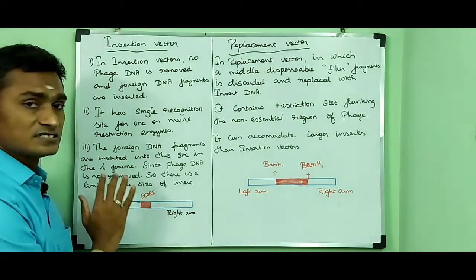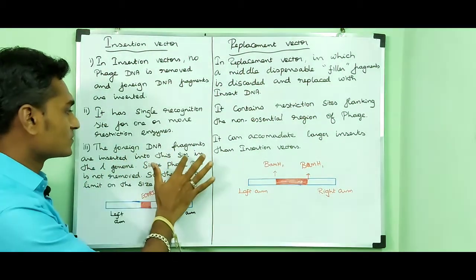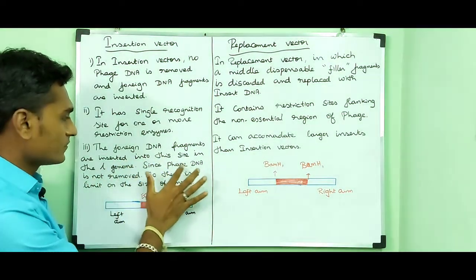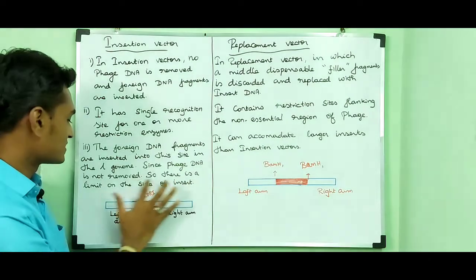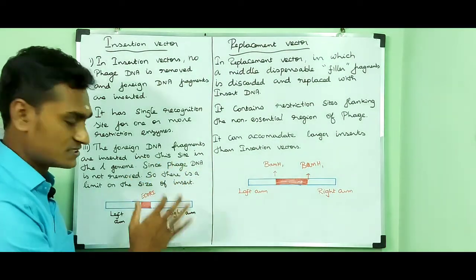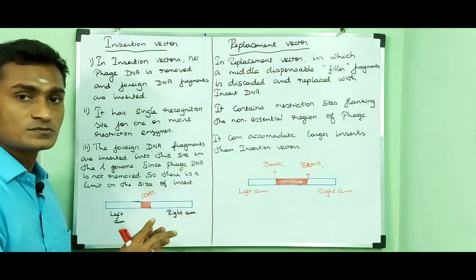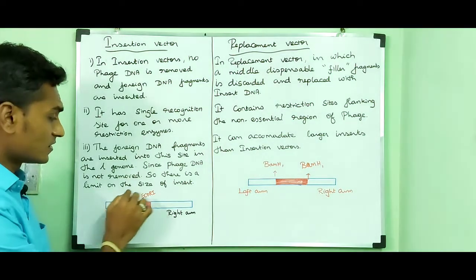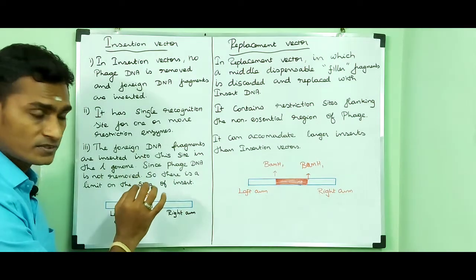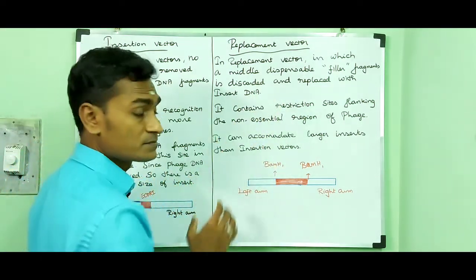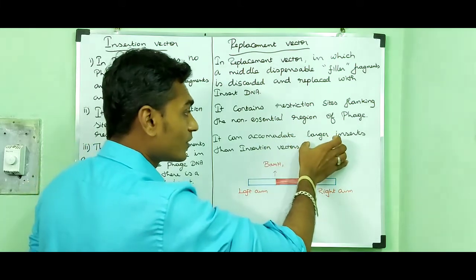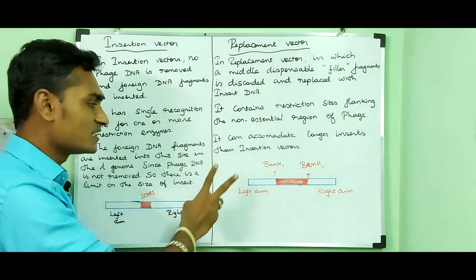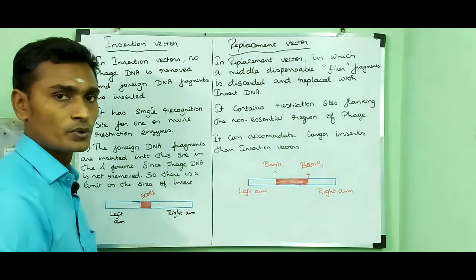Then the foreign DNA fragments are inserted into this site in the lambda genome. Since phage DNA is not removed, there is a limit on the size of the insert. So here there is no removal of phage DNA. That is why there is a limitation on the size of the insert. While in the case of the replacement vector, it can accommodate a larger insert than the insertion vector. So that is the major difference between these two vectors.